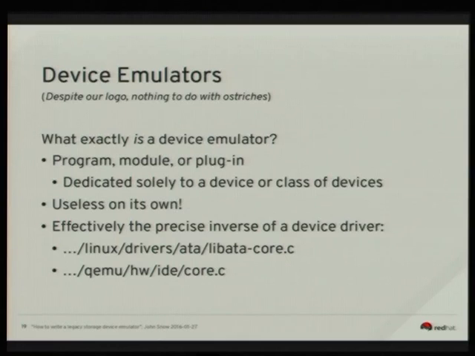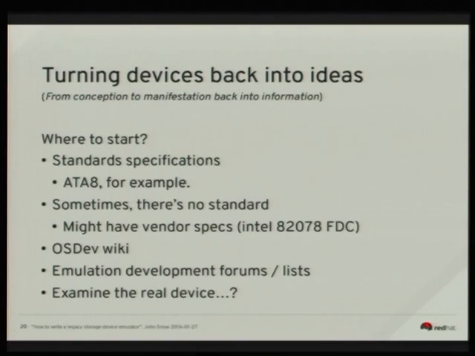If you wanted to look at, for instance, the Linux source for libata and then compare it with our emulator, they provide the complete opposite ends of the interaction. So we want to turn devices back into ideas. They started as ideas, and then people made them manifest, and now we want to turn them back into code. So where do we start with that?